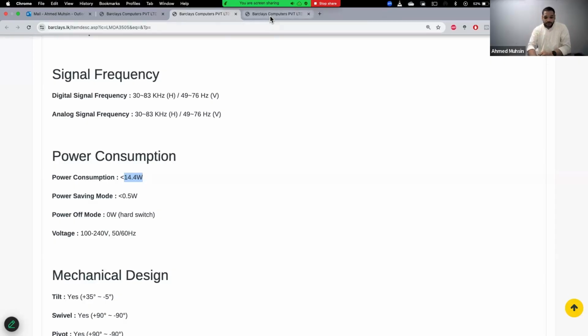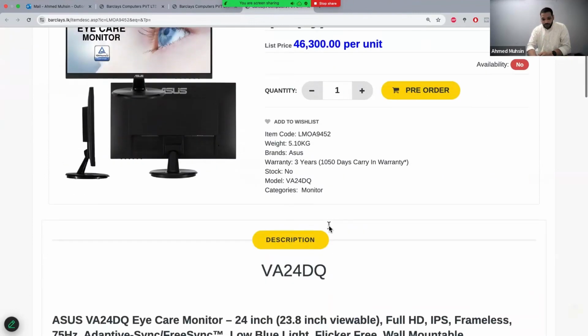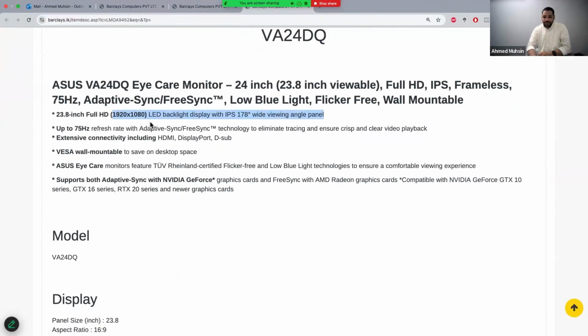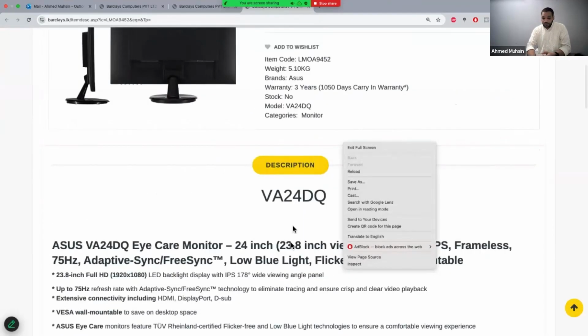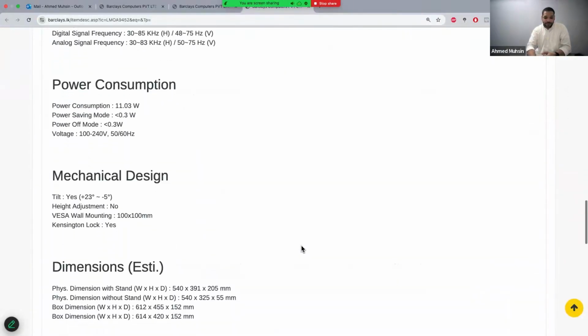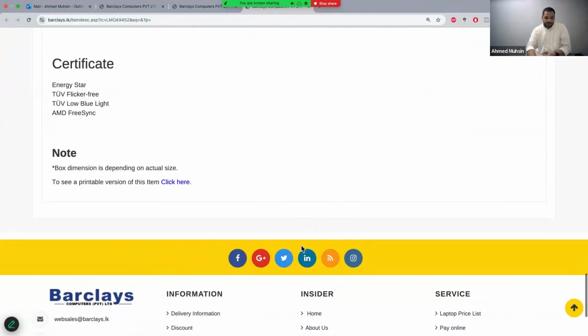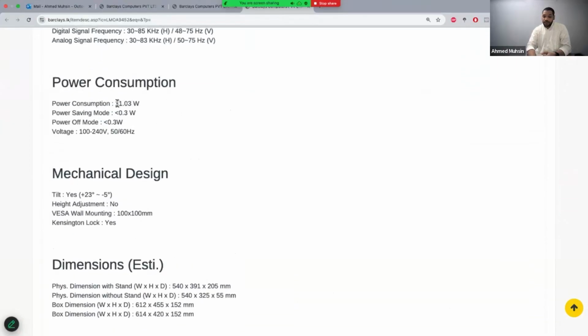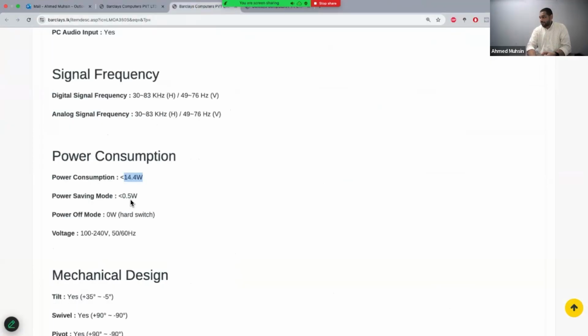Where's the next monitor? It's over here. This is the cheaper one. So here, what do we have? In terms of resolution, is it the same? Resolution is exactly the same. Screen size is also exactly the same. Then let's have a look at the power consumption. So where is the power consumption? Over here. Even the power consumption is low in this. It's 11.03. This is less than 14.